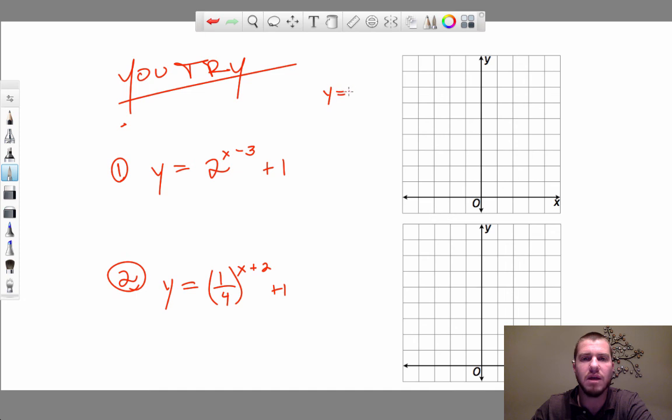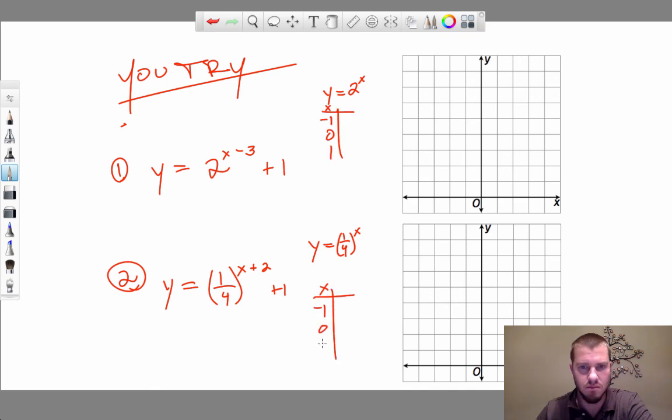The parent function for this one is going to be y equals 2 raised to the x, and the parent function for this one is y equals 1/4 raised to the x. Make the table, just do the 3 points, when x is equal to -1, 0, and 1. And I'll go over it in 5 seconds.